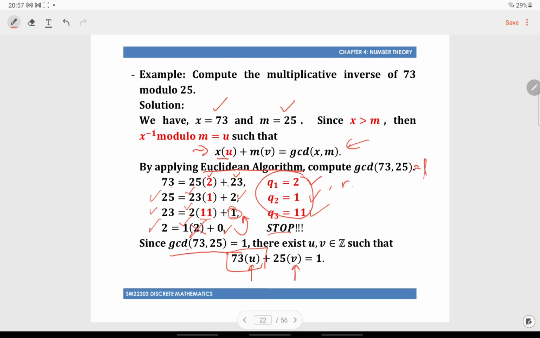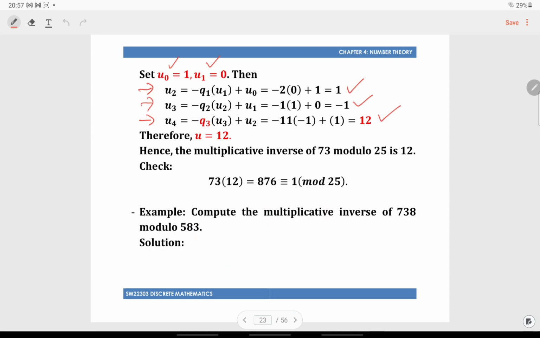Okay, the final quotient, no need to consider the final quotient. You only consider the quotients before the remainder equals 0, because we have q1, q2, q3. So we need to compute until u4, because u4 uses the final quotient, which is q3. There is no more quotient, then we stop at u4. So where is the answer? The answer is the final u, which is u4. So this is the desired u, which is the multiplicative inverse of 73 modulo 25.